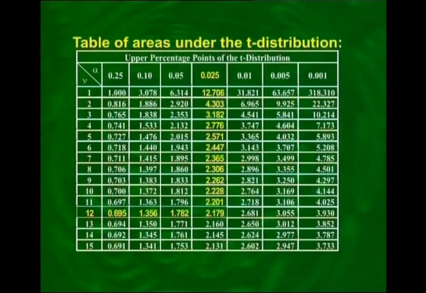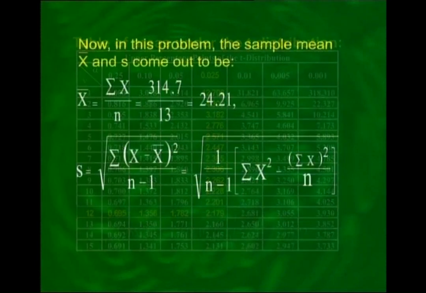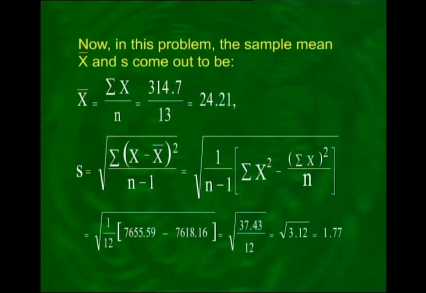0.025, and when we do so and look under 0.025 against 12 degrees of freedom, our value comes out to be 2.179. All right, now that we have found the value of t, of course we have to find x bar and small s, and from the values that we have, x bar comes out to be 24.21 and s is equal to 1.77.